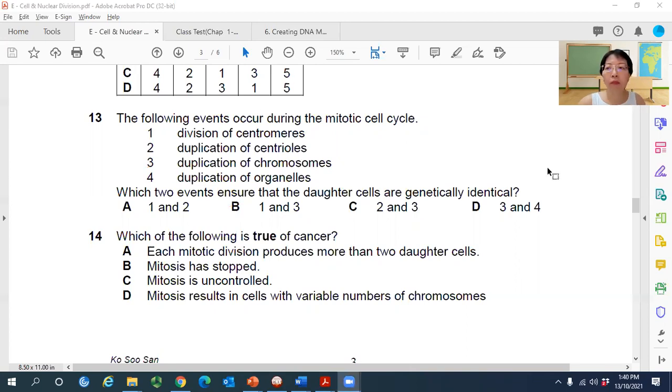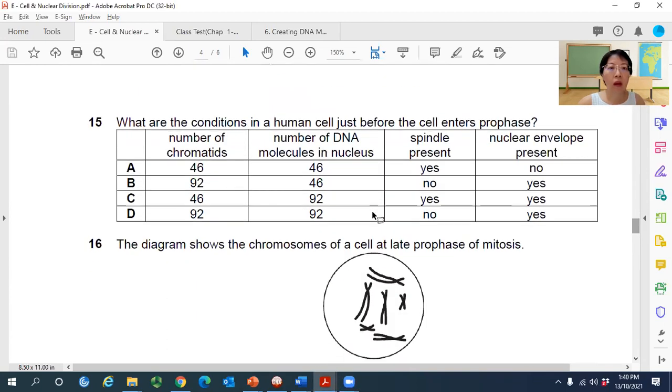Question 15. What are the conditions in a human cell just before the cell enters prophase? Before the cell enters prophase, the number of chromatids in human sister chromatids must be double, so 46 times 2 is 92. The number of DNA molecules in the nucleus is also the same, 92, because each chromatid is 1 DNA. So you got 92 chromatids, it's got 92 DNA already.